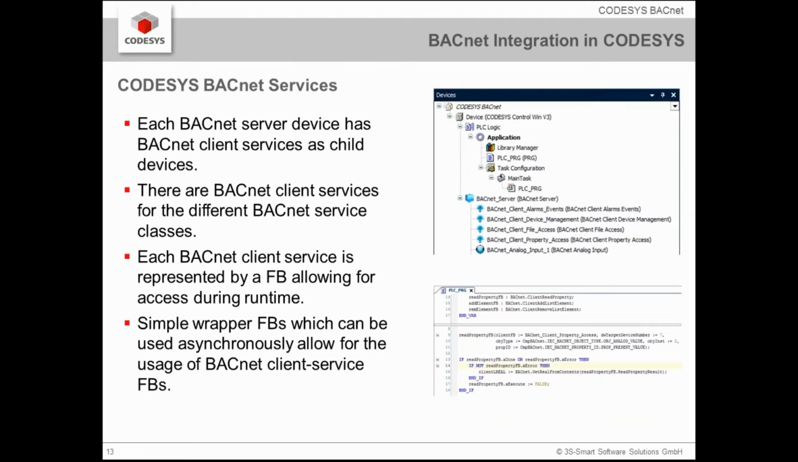On the other end, we implemented CODESYS BACnet services. Each BACnet server device has possible BACnet client services as child devices, and there are BACnet client services for the different BACnet service classes already implemented. Each BACnet client service is also represented by a function block allowing access during runtime, and there are also simple wrapper function blocks which can be used asynchronously for the usage of BACnet client services. So let's have a look at the CODESYS integration and go on with the live demo.